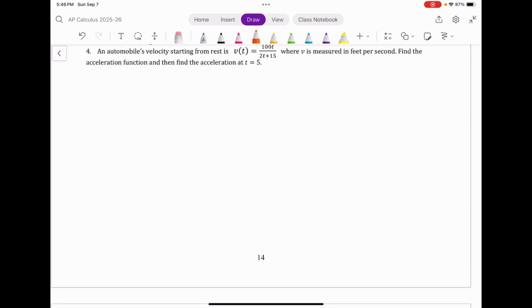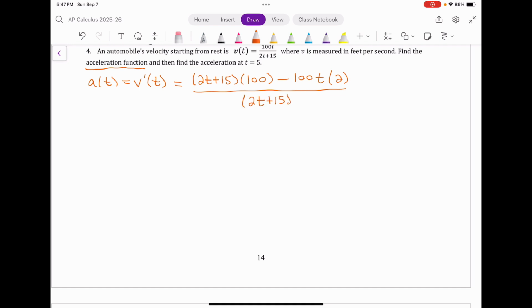All right, so an automobile's velocity starting from rest is given by that, where v is measured in feet per second. Find the acceleration function, and then find the acceleration at t equals 5. Okay, so we know the acceleration is the derivative of velocity. So we have to apply the quotient rule. So low d high minus high d low, derivative of the low function, all over the low function squared. Okay, simplify the numerator.